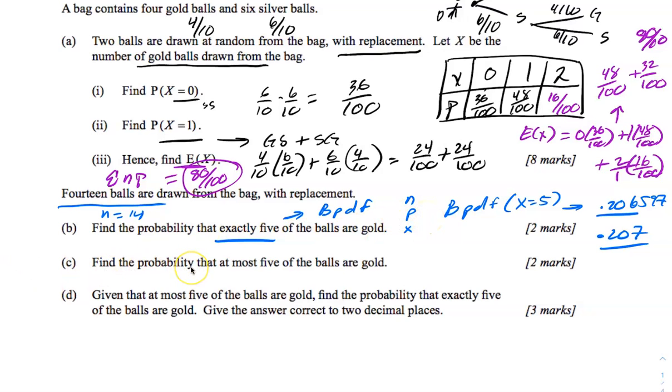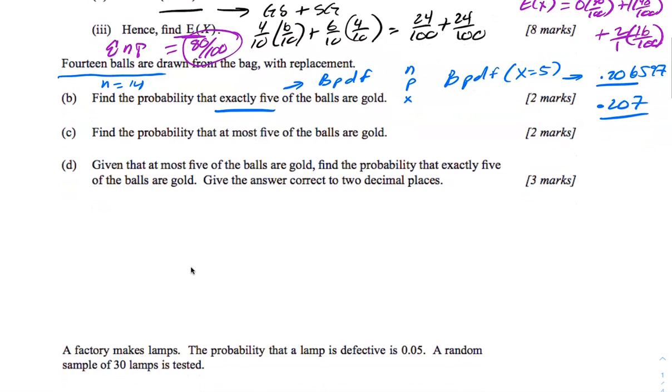Find probability that at most 5 balls are gold. So the key thing here is to understand how to do at most 5. I always think like food. If I want at most 5 cookies, that's my limit. So it's x is less than or equal to 5. So to do that, we're going to do binomial CDF. Now we got lucky. This is the way binomial wants it. Binomial wants less than or equal to. We'll do some other ones later on where it's not like that. But binomial wants less than or equal to. So it was binomial CDF, where x equals 5.